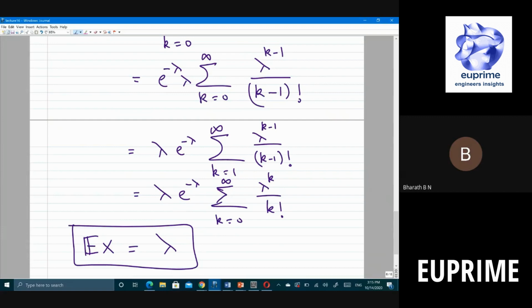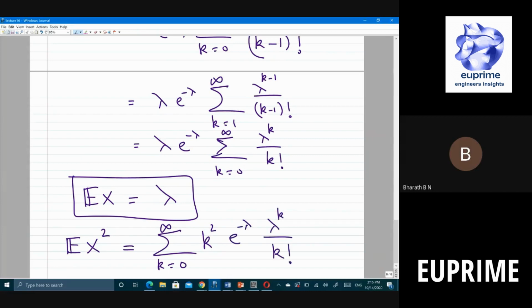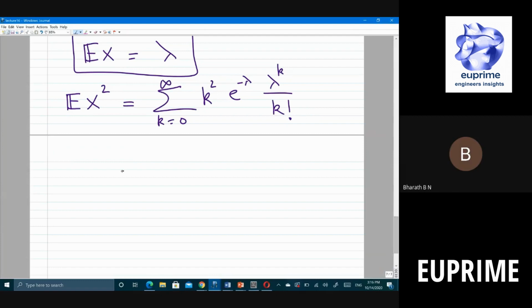So what can you say about this? Let's do one more calculation. What can you say about this? The sum from k equal to 0 to infinity of k squared e power minus lambda lambda power k over k factorial. Let's do the same trick again and see what we get. From 0 to infinity, one k cancels, so we have k lambda power k minus 1 over k minus 1 factorial, and there is a lambda.